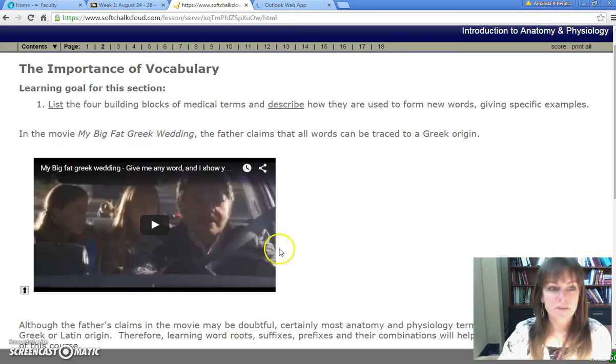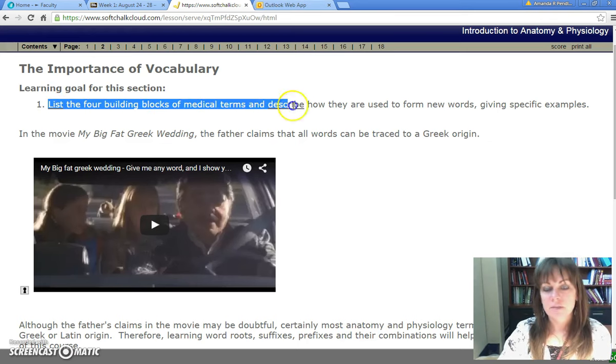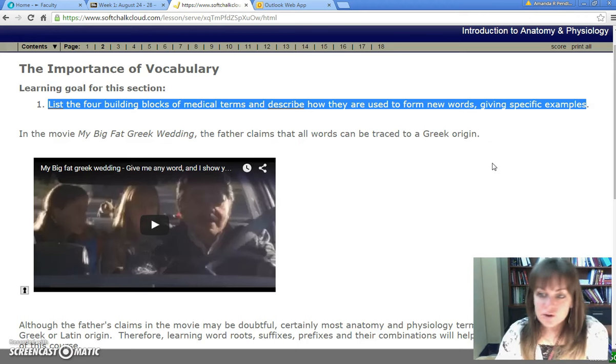So first of all, you may notice this learning goal up here that says, list the building blocks of medical terms and describe how they are used to form new words, giving specific examples. This may seem like you're not learning structures, you're not learning physiology, but this is actually one of the most important things that's going to help you be successful in the course, is learning how to break down words into their parts.